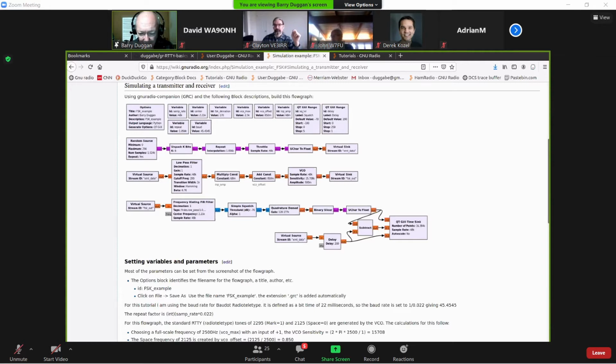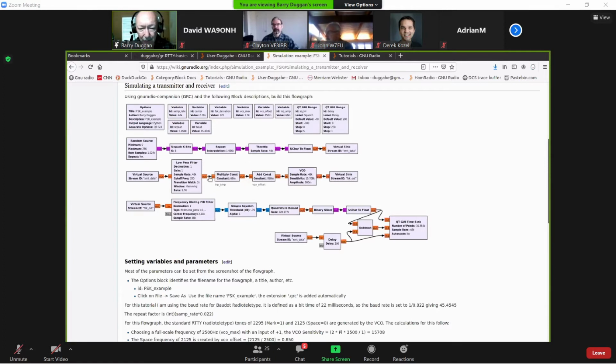Well, first of all, the full scale 2500 is 2 pi times 2500 over 1. So the sensitivity is 15708. Now with a space input, I want to generate 2125. So that fraction of the 2500 gives me a 0.85. And then the mark frequency of 2295 is, I will multiply times 0.068 or add that to get a total offset of 0.918. So that's what's happening here.